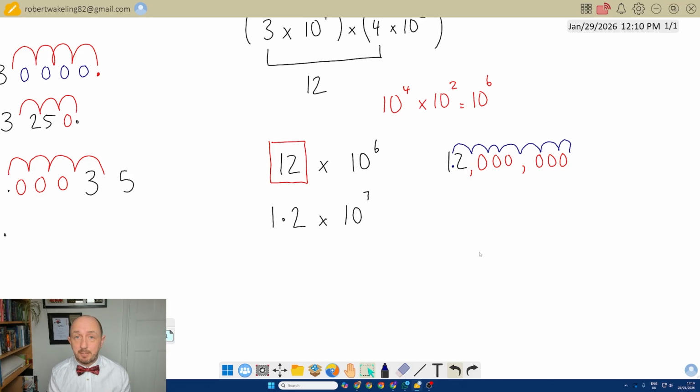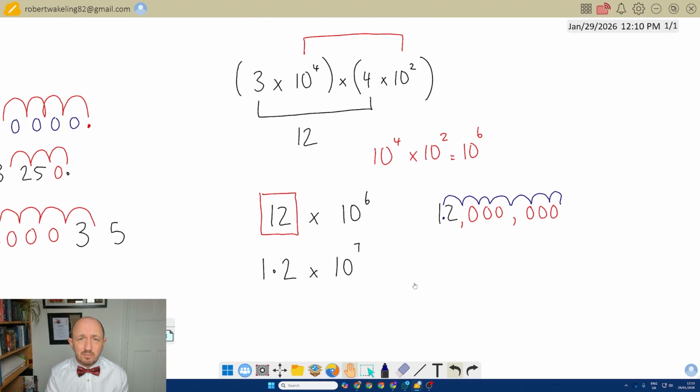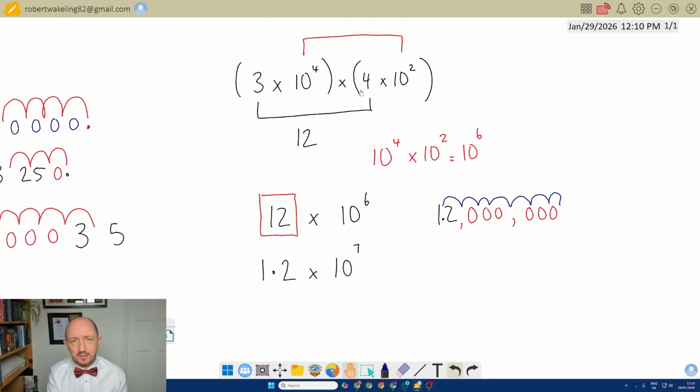Okay, so that's the main thing you have to do with standard form. If this was a divide, I don't think they'd give you that, but if it was a divide, we would do the opposite. 3 divided by 4, and we would subtract the powers because that would be a division.